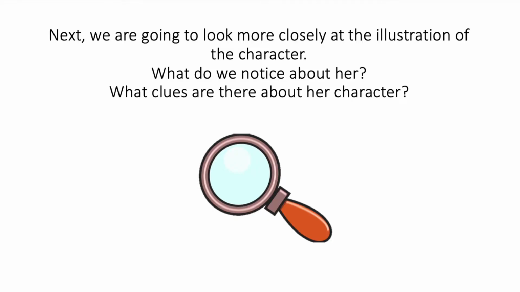Next, we're going to have a look more closely at the illustration of the main character on the front, so the girl in the pink dress. What things do we notice about her? What does her expression tell us? So what her face is like? What is she doing? Where is she going? So just have a look and see if you can find any clues in the picture of the main character.